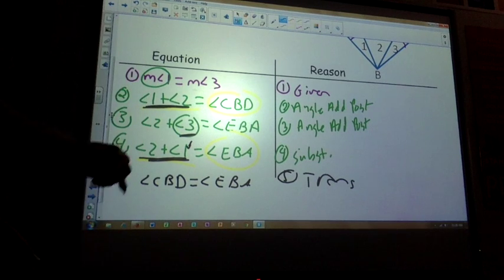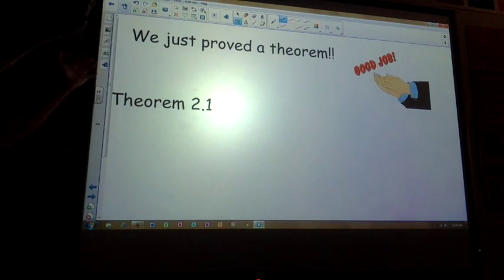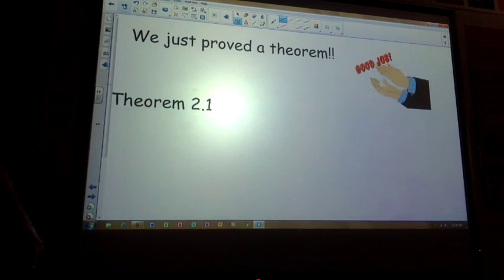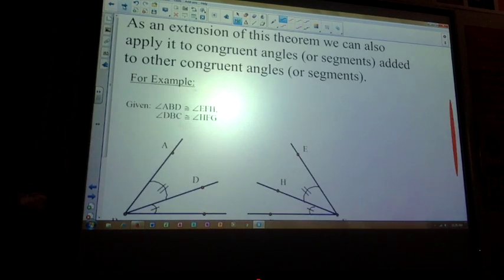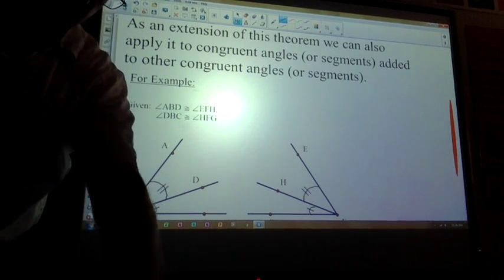So that's the theorem you just proved, theorem 2.1. Okay, segment addition. So here it is. These theorems are called angle addition property or segment addition property. Add angles, add segments. Okay? I'm on the back side now, I believe.